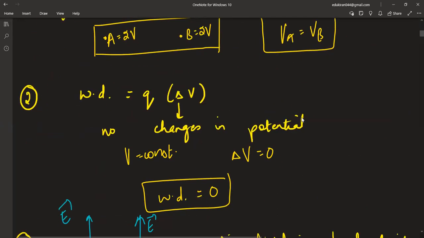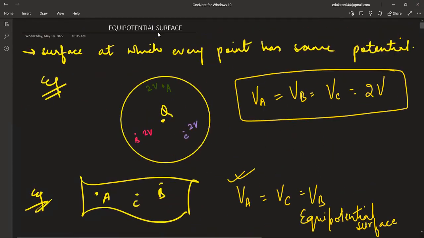Suppose the question is given to you and you have to calculate something where work done is required, and nothing is given regarding work done. It's just that an equipotential surface is mentioned. That's enough. That's a hint to you that if it's an equipotential surface, work done will be 0. If work done is 0, then proceed with whatever the question is. Fine. So this is what you have to remember.